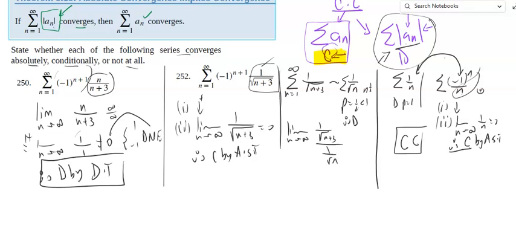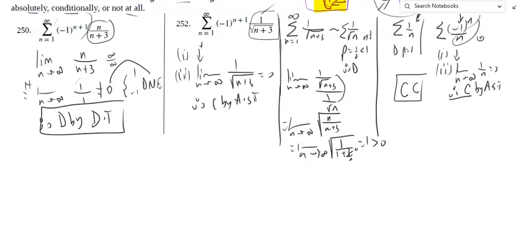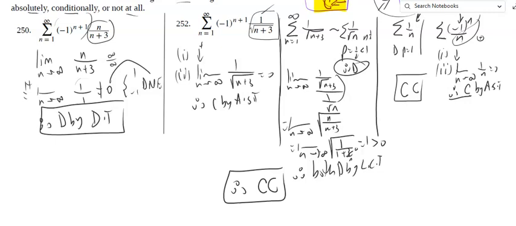I take the limit as n approaches infinity of 1 over radical n plus 3, divided by 1 over radical n. If I divide by the highest power term of the denominator, therefore, they both diverge by the limit comparison test. Therefore, this is a conditionally convergent series. The original converges and the absolute value diverges. That's the definition of conditionally convergent.